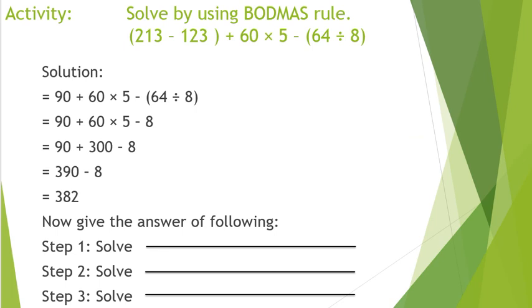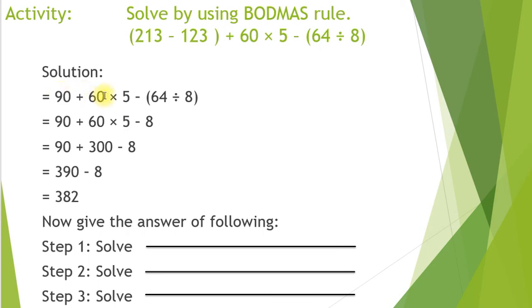Okay students, now here's the activity. Solve by using the BODMAS rule. Here is 213 minus 123 inside the bracket, plus 60 multiplied by 5, minus 64 divided by 8. Again there is a bracket. So first of all we have to solve this bracket, and then we will open this bracket.